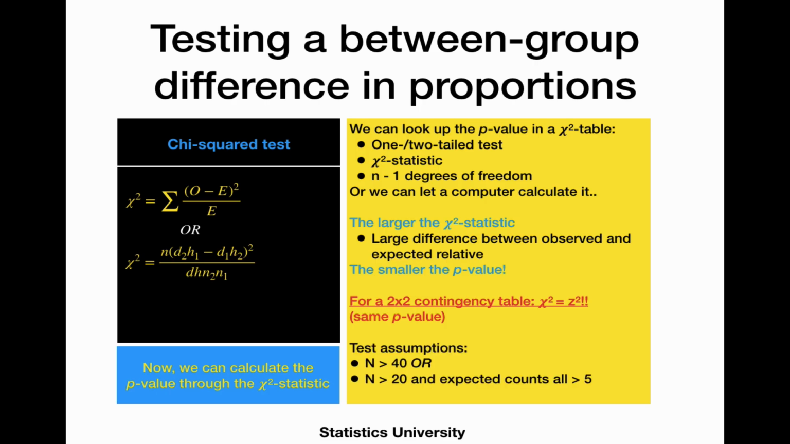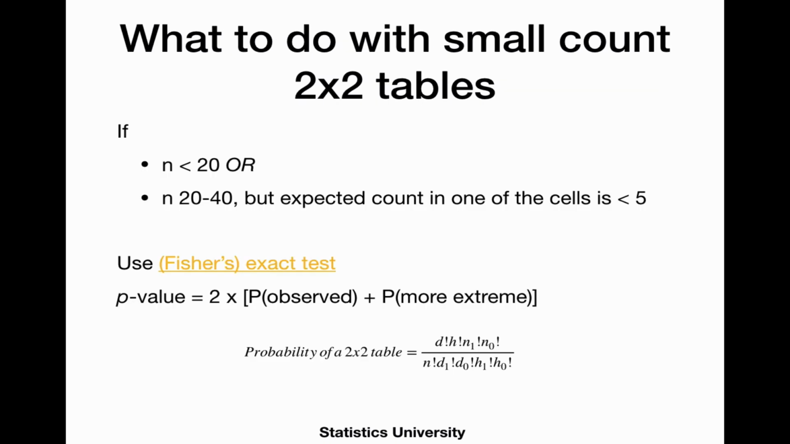But we need to fulfill the test assumptions of at least 40 patients in our study, or 20 patients in the study, with an expected count in all cells of the 2x2 contingency table of at least 5. And if that's not the case, we should use another test that's called the Fisher's exact test, which is more of an exact approach of calculating the p-value by calculating 2 times the probability of the observed 2x2 table plus the probability of an even more extreme outcome.